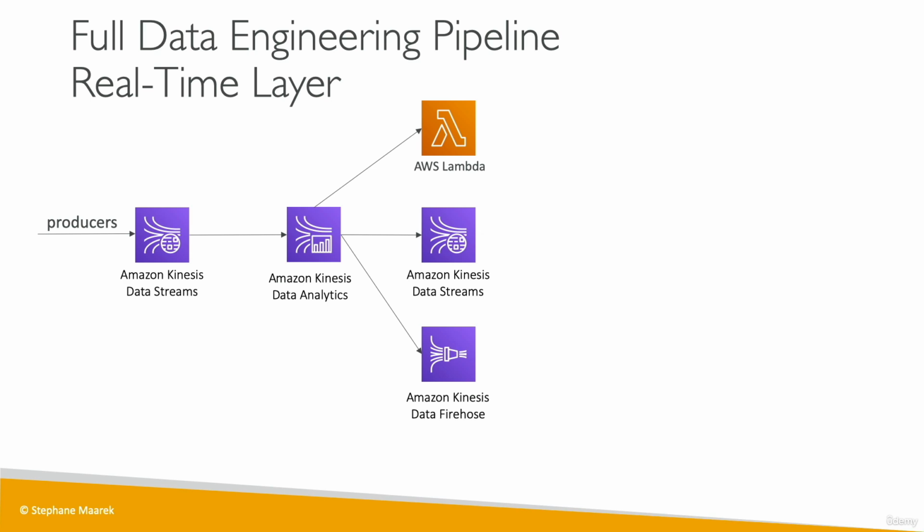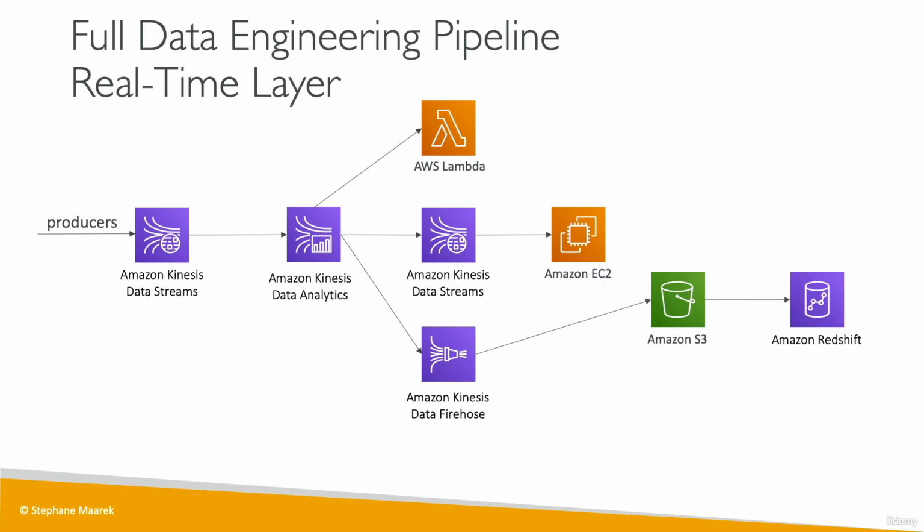Then, in terms of analyzing the data, we have two options. We can use Amazon EC2 to read from your Kinesis data stream, and this is very helpful in case you want to have your own custom code to read from it. Or we can use Kinesis Data Firehose to send the data, for example, into Amazon S3 or Amazon Redshift, or to send the data into Amazon Elasticsearch Service.